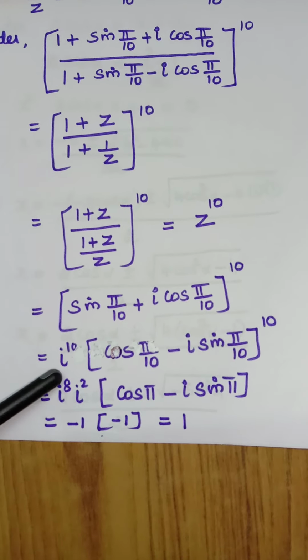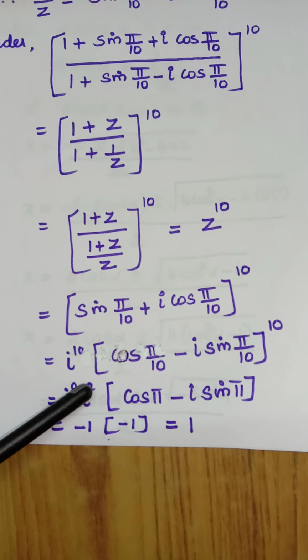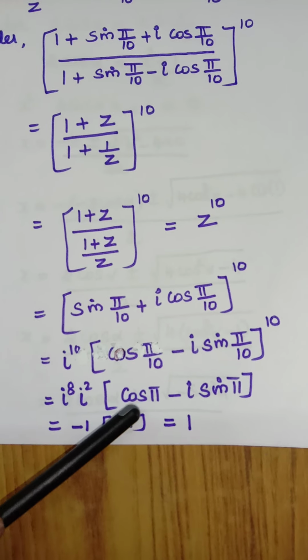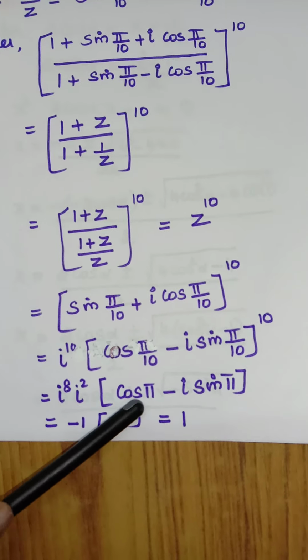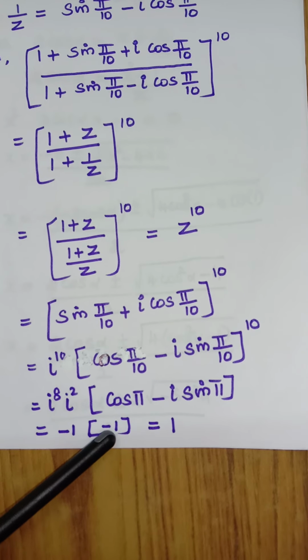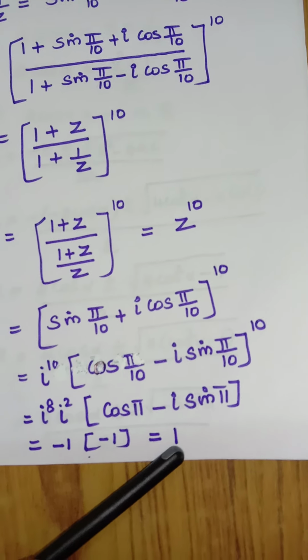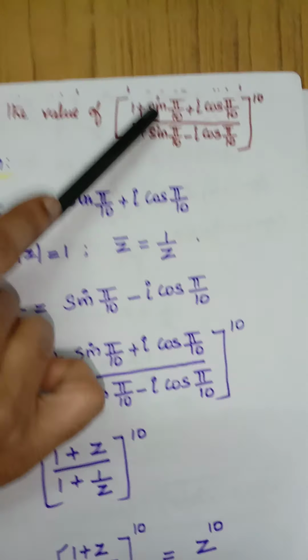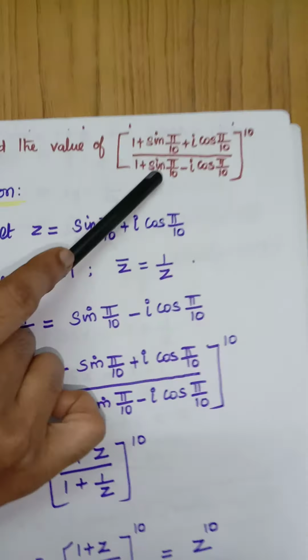Okay, so i to the power 8 is 1, i squared is minus 1. What is the value of cos pi? Cos pi is minus 1. What is the value of sin pi? It is 0. So you are getting the answer minus 1 into minus 1, that is equal to 1. So the value of this question is equal to 1.